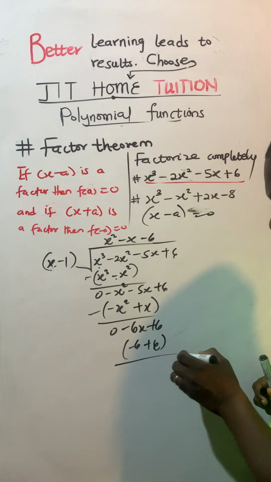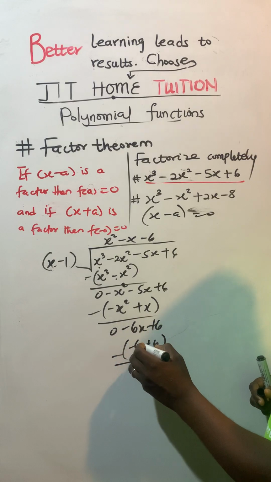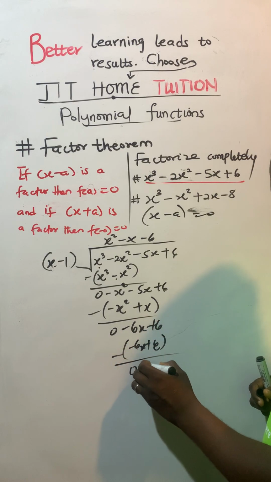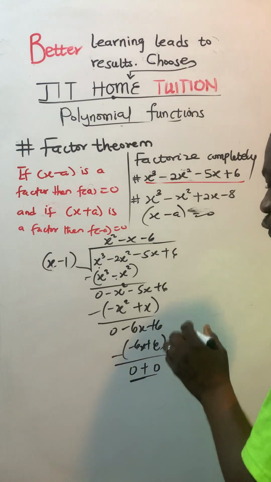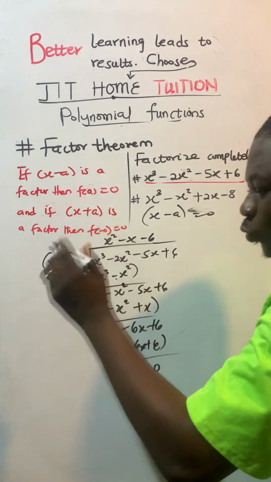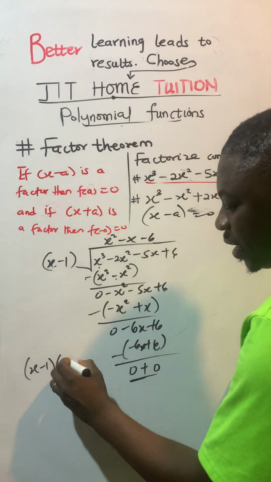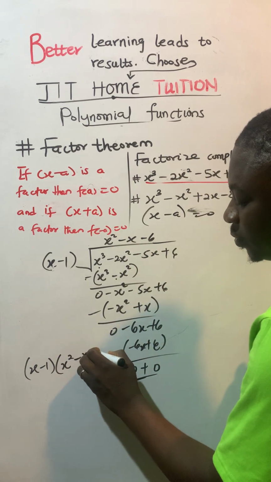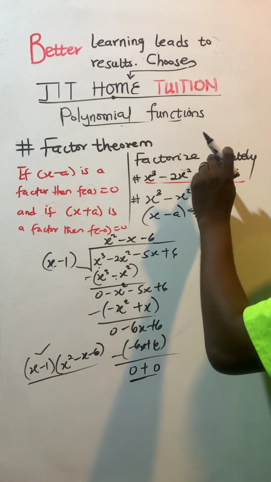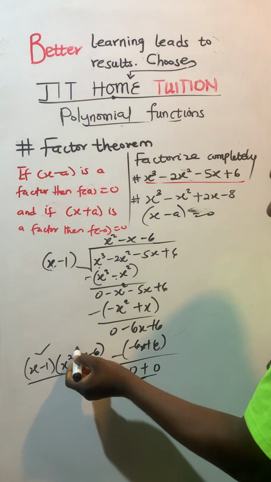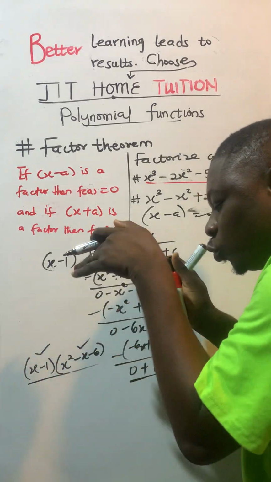All right, then what do you do? You subtract. So negative positive plus this, sorry, that will make it 0. Negative here plus this, that will also be 0. All right, so what it means is that you are now having x minus 1 times x squared minus x minus 6. So this is a factor, but the question is saying that factorize completely. What you have here is a quadratic expression. So you need to break this one down too.